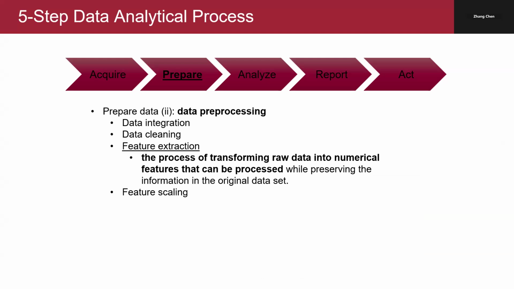Another important step is data processing. In data processing there is feature extraction. Feature extraction means transforming the raw data into usually numerical features that models can process, while keeping the important information from the original data. Later on, we will introduce textual data, like English documents. How do we deal with it? How do we do feature extraction?